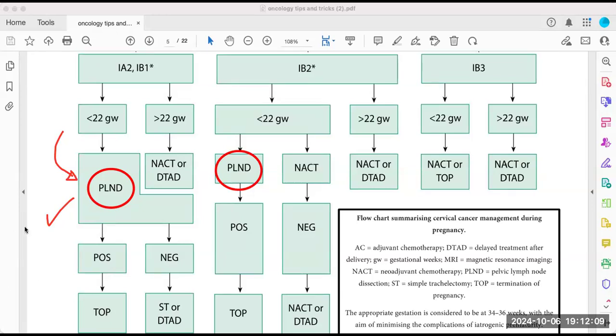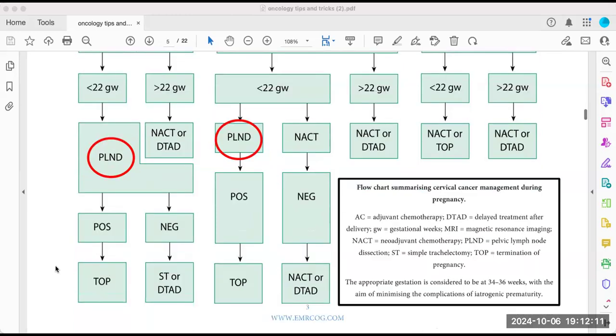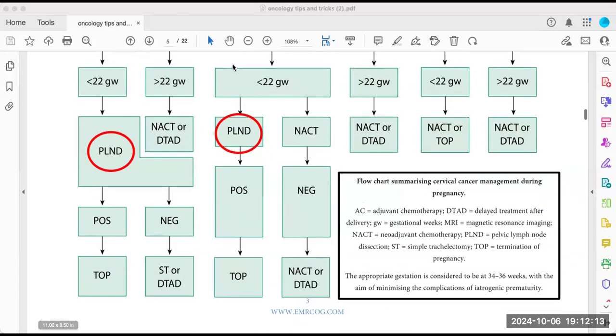That will change your decision or make a very big difference in whatever you are going to tell the woman, right? So the pelvic lymph node dissection comes back positive. What will you advise in this case? I'm so sorry, I'm advising termination of pregnancy. Correct? Okay. If the pelvic lymph node is negative, I have a better prognosis, so I can offer this lady either treatment or to delay the treatment until after delivery.